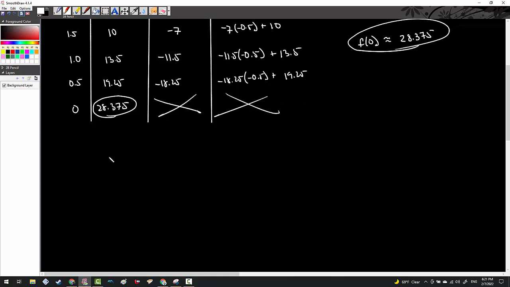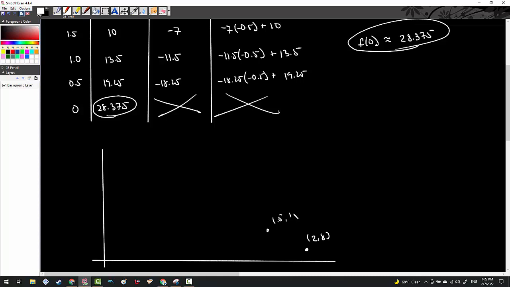And so from here, what's happening graphically is I started off at 2, 8. So I'll put 2, 8, kind of low, but that's all right. And then I retreated back to 1.5, 10. And then I retreated again back to 1, 13.5. And then I retreated again. Whoops, that's the point right there. Then I retreated again to 0.5, 19.25. And I apologize, I didn't space myself out particularly well here.